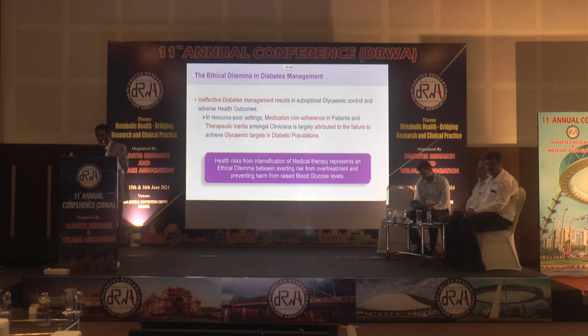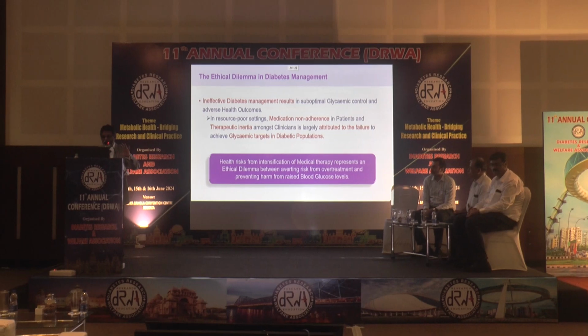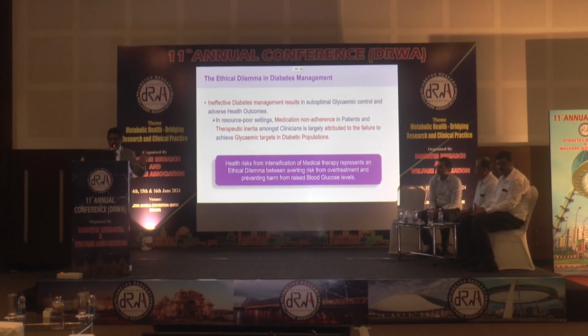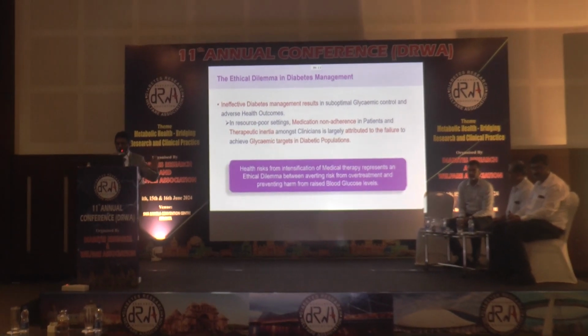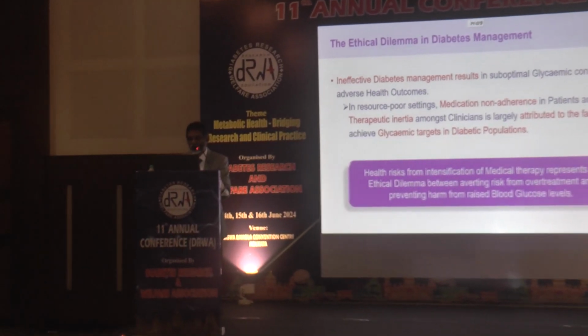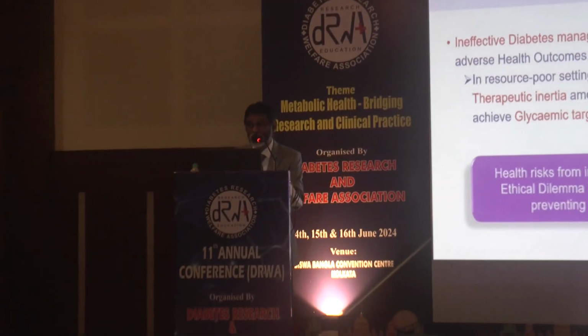So, ineffective diabetes management results in suboptimal glycemic control. In resource-poor settings, medication non-adherence as well as therapeutic inertia contribute to suboptimal glycemic control. So, if you look into the health risk from intensification of medical therapy, it represents an ethical dilemma between averting the risk from over-treatment and preventing harm from raised blood glucose levels. So, there is a balance.